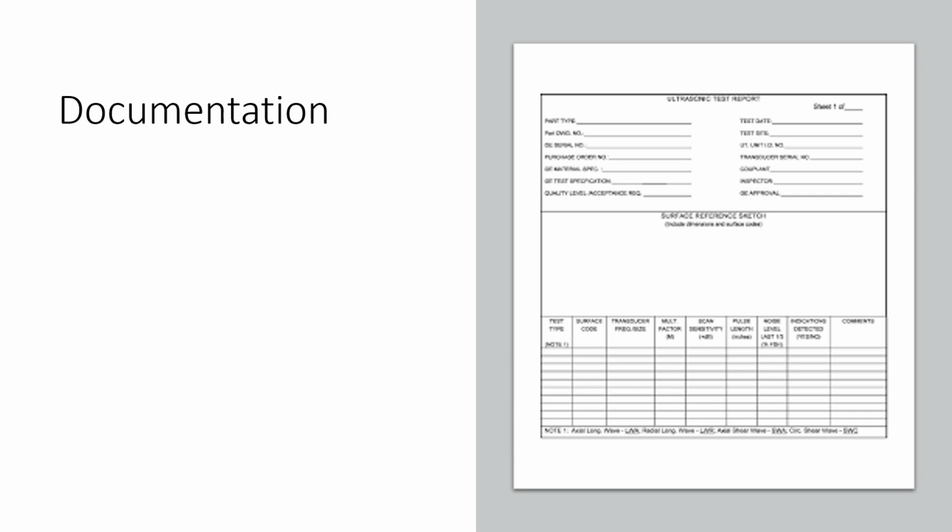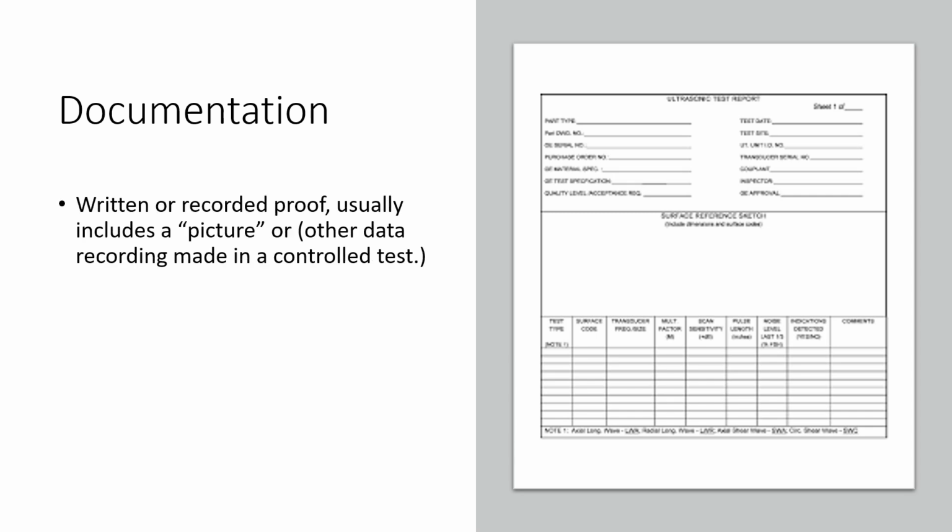Let's talk about documentation. Anything in engineering would be incomplete without documentation. We've got to have documentation to back up what we're doing. If it doesn't have documentation, it didn't happen. Documentation is written or recorded proof, usually including a picture or some other data that we can attach to our documentation package, to our report, and it gives us an idea of what happened during the testing.